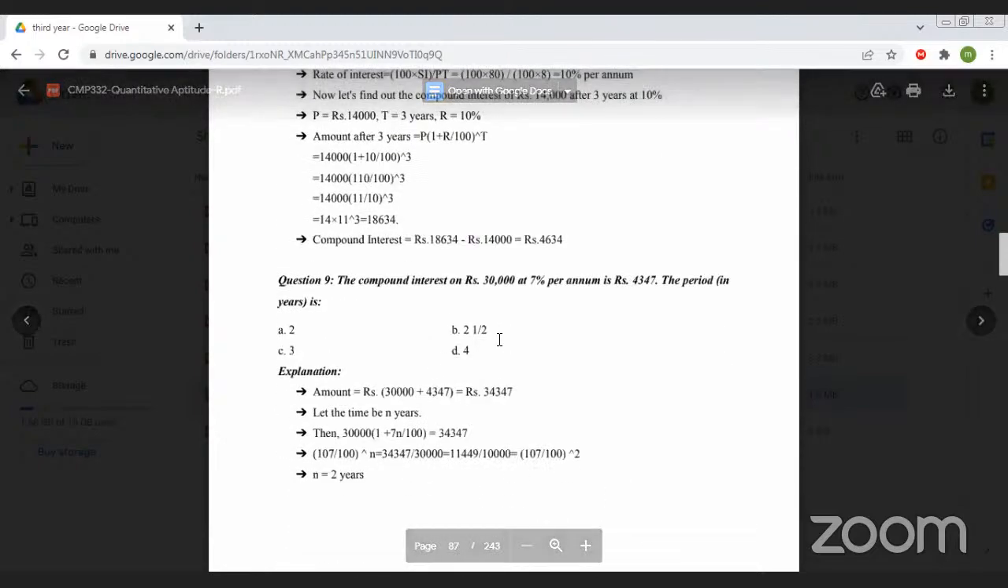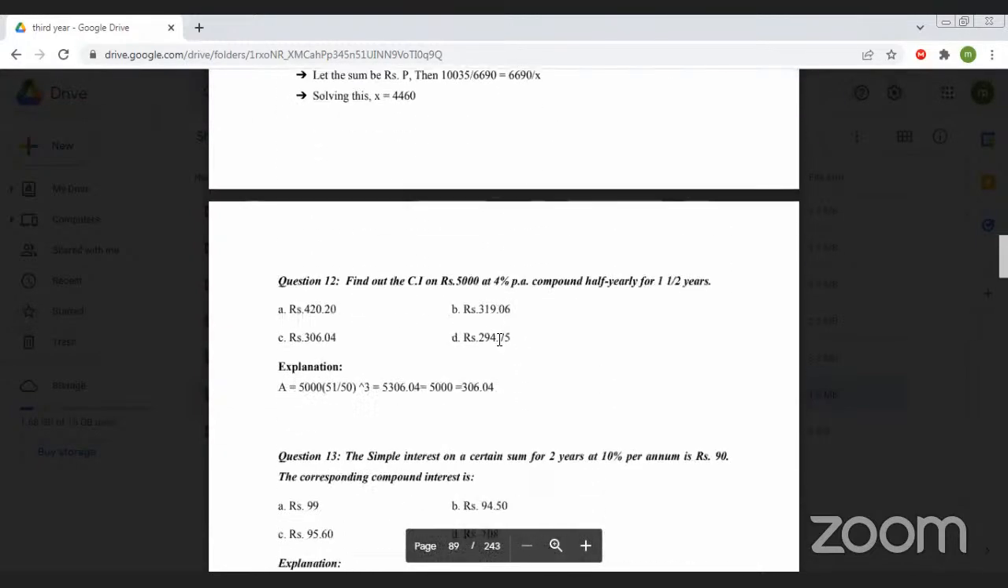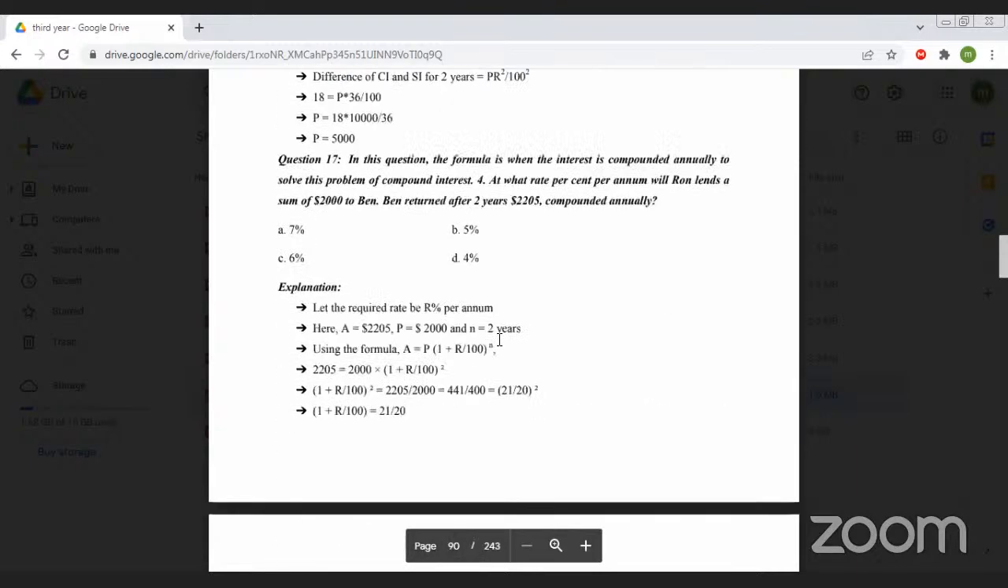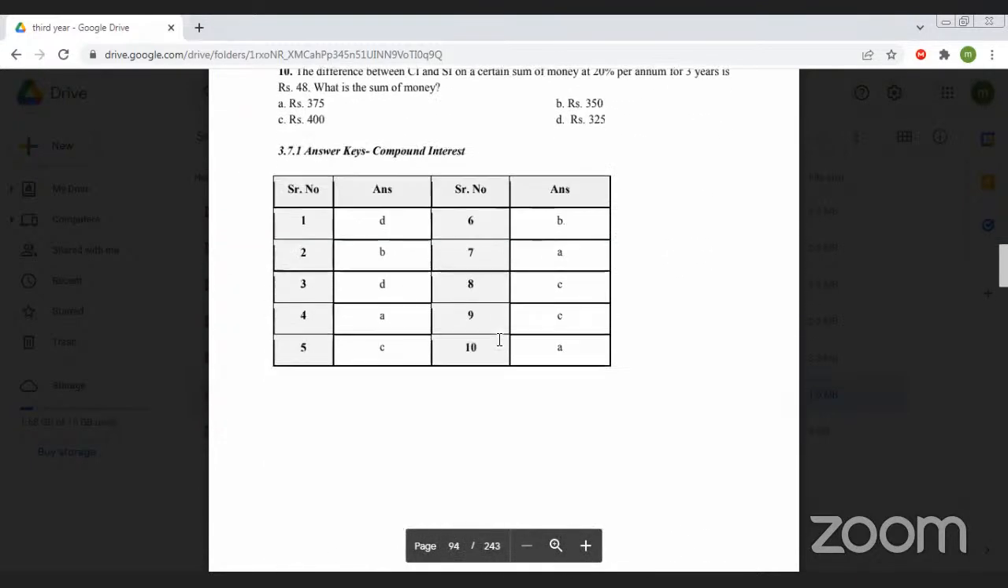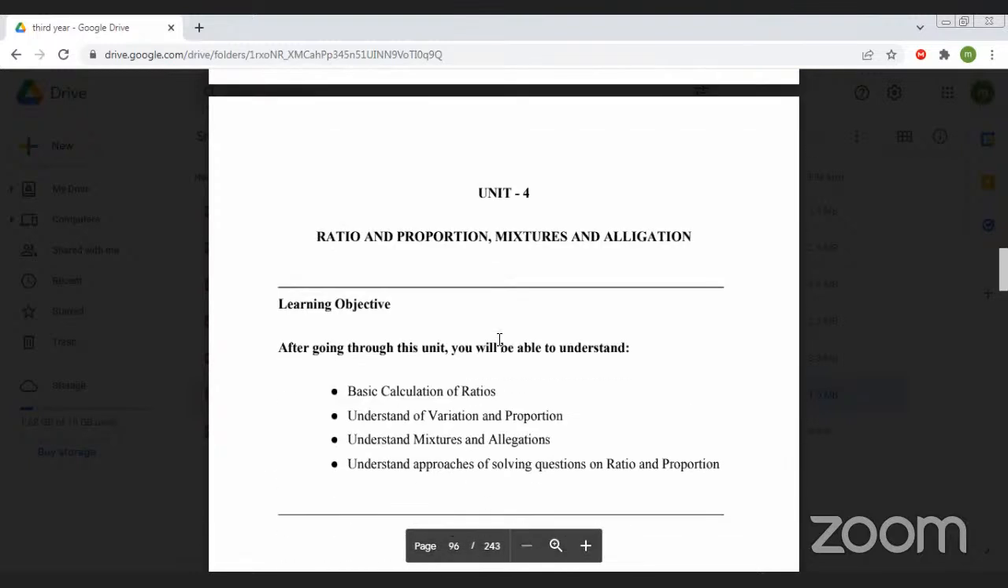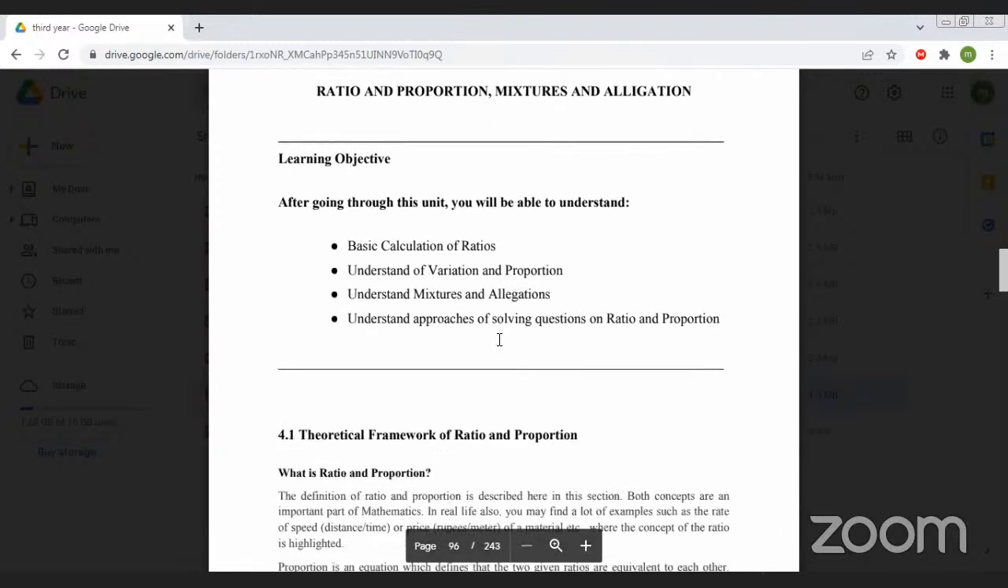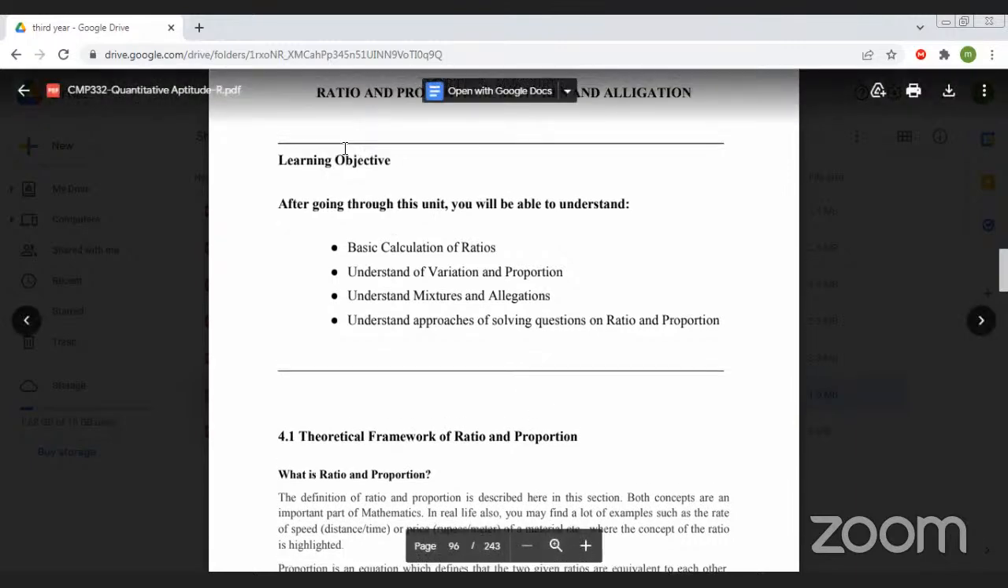Understood compound interest and simple interest? Yes, students? See, there's nothing much in that. Now let's move further.